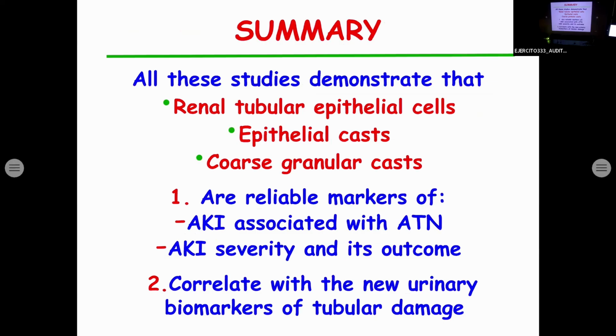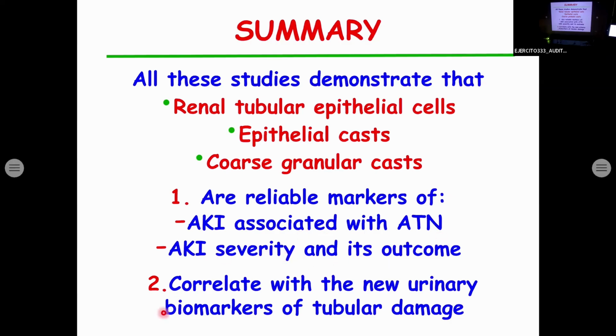We don't have time to go through the details of these studies, but we can summarize the results. These studies demonstrate that renal tubular epithelial cell casts and coarse granular casts are reliable markers of acute kidney injury associated with acute tubular necrosis. They are a very sensitive, specific indicator of the acute kidney injury and its severity and outcome.